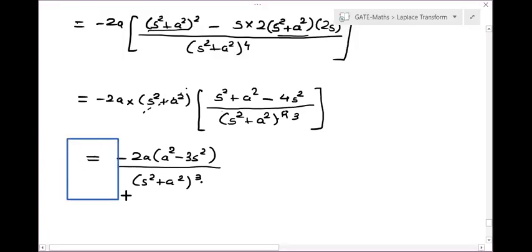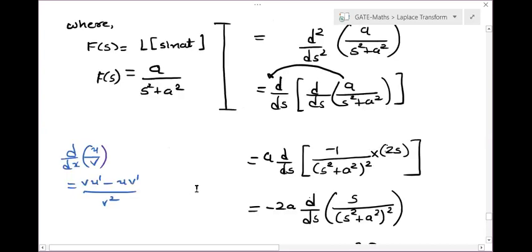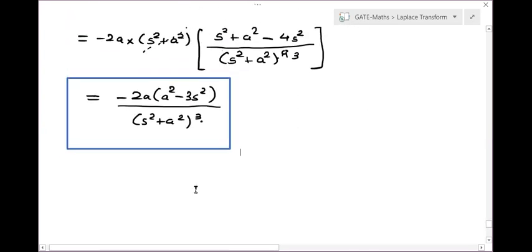You can give minus inside as well, right? So for GATE students, it depends on options. For GTO students, you should give this minus inside and then write your answer. Is it clear now? Isn't it interesting?